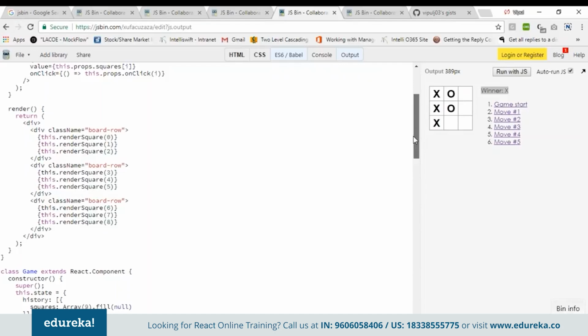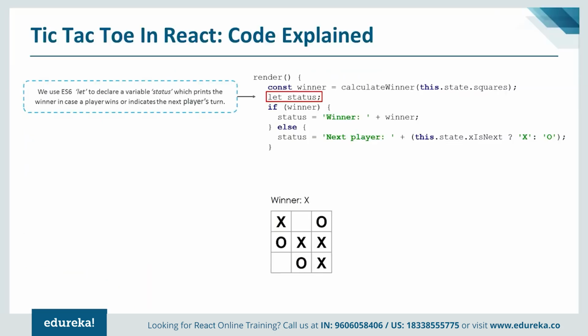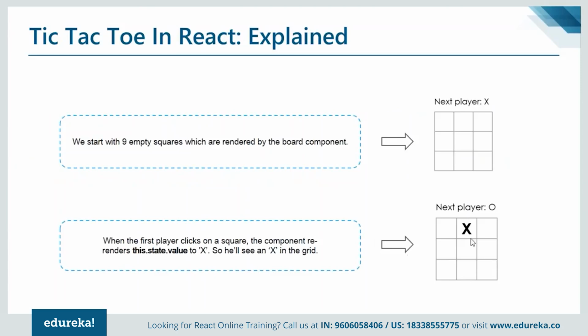I'll start again with the basic functionality, what we did. We start with 9 empty squares, and when the first player clicks on a square, the component re-renders the state value to X. So he will see an X in the grid. This is a 3x3 grid where the person will see X or O.